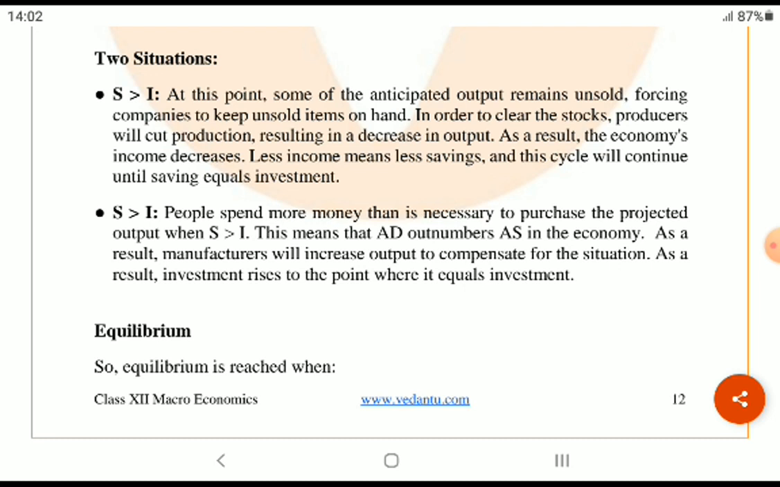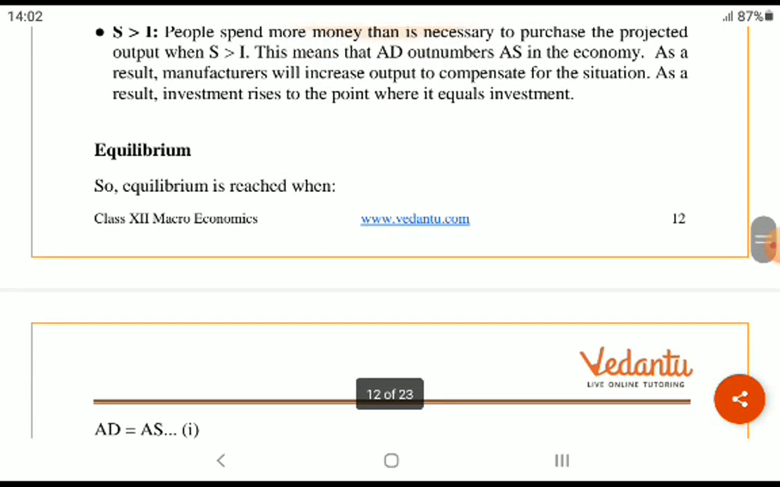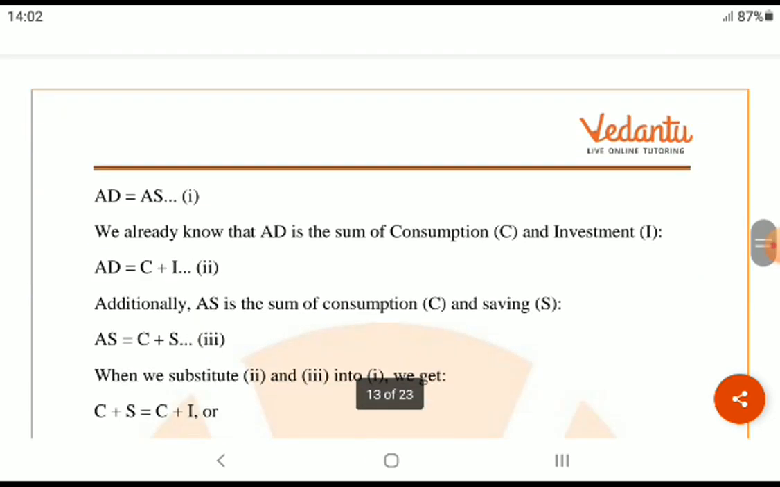When S is less than I, people spend more money than is necessary to purchase the projected output. This means that AD outnumbers AS in the economy. As a result, manufacturers will increase output to compensate for the situation. As a result, savings rise to the point where they equal investment. Equilibrium. So equilibrium is reached when AD is equal to AS.